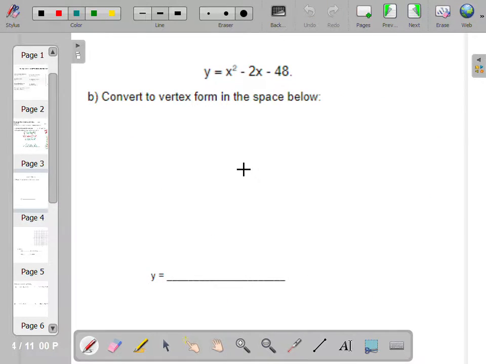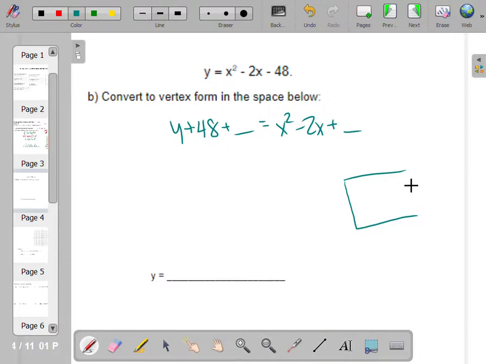Next up, we need to convert to vertex form. So for vertex form, we're going to need to complete the square. To do that, we want these two on one side, and we want to move this over there. So I'm going to add 48 to both sides, and now I have y plus 48, and I'm going to leave myself a little blank. I'm going to have x squared minus 2x, and I'm going to leave myself a little blank right there too, because I know I'm going to complete the square.